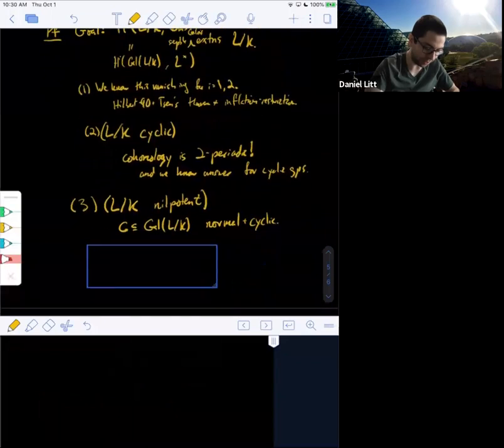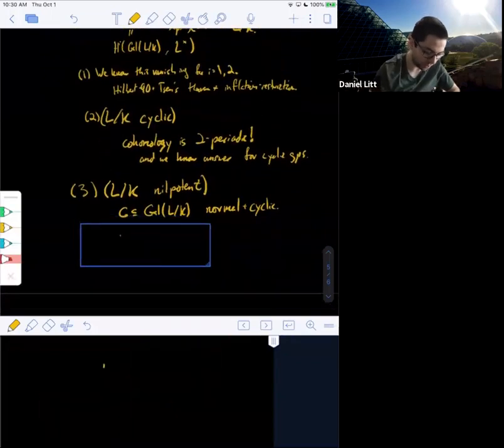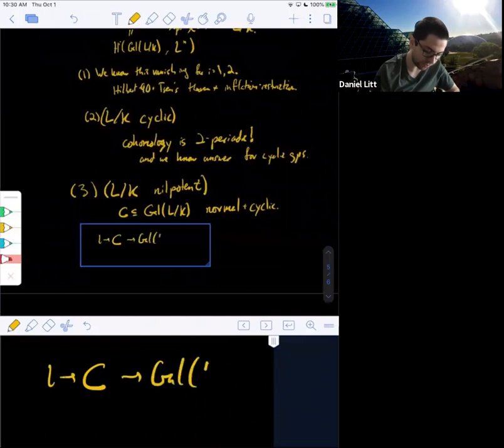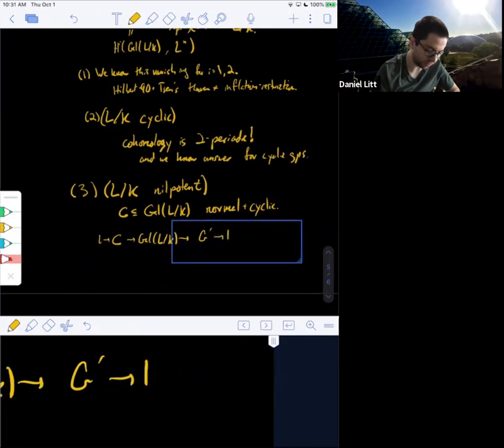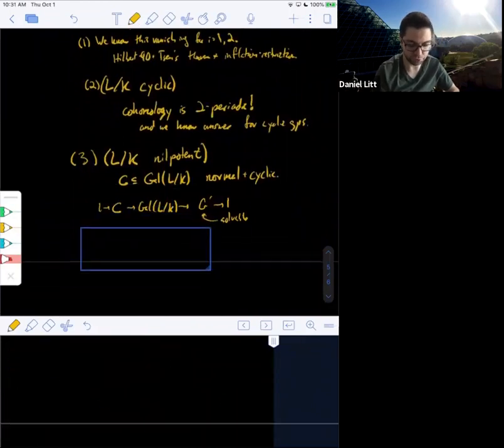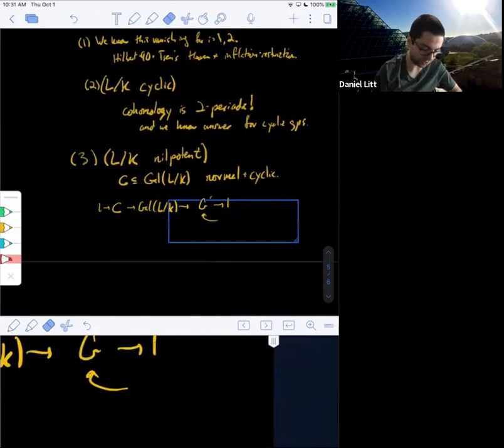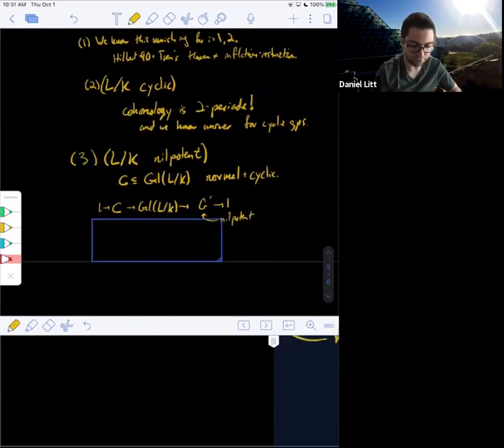So now we have a short exact sequence, C to the Galois group of L over K to some quotient group G prime, which is also solvable, because a quotient of a solvable group or a nilpotent group is solvable or nilpotent. Maybe I'm going to stick with nilpotent because we're actually going to use a nilpotent case. Okay, so does anyone see what to do now?